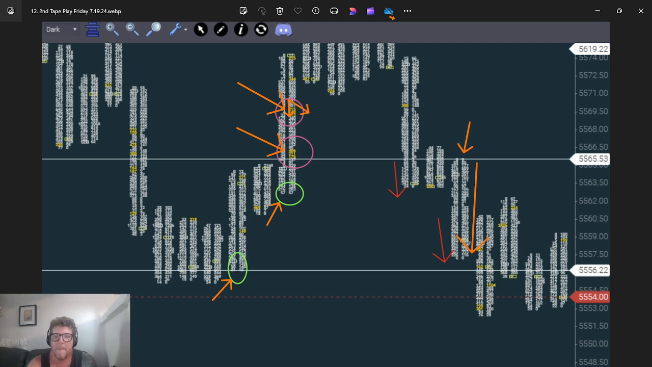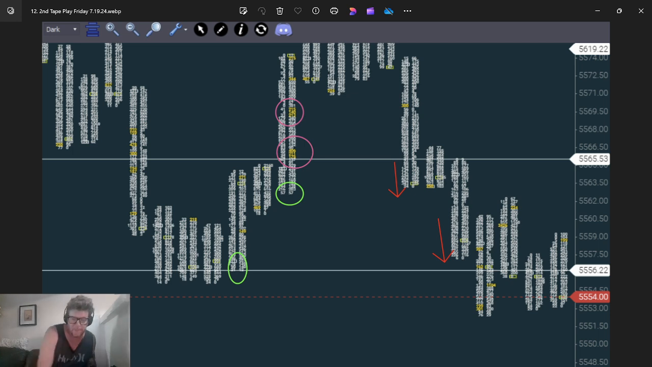One thing I'm seeing, I don't know anything about footprints, but you have the thin spots on a bunch of these. Is that just where price pushed through really quickly? Yeah, that's a really good point, and it's something I forgot to mention. Those are low volume nodes, and that's the other thing that I look for.